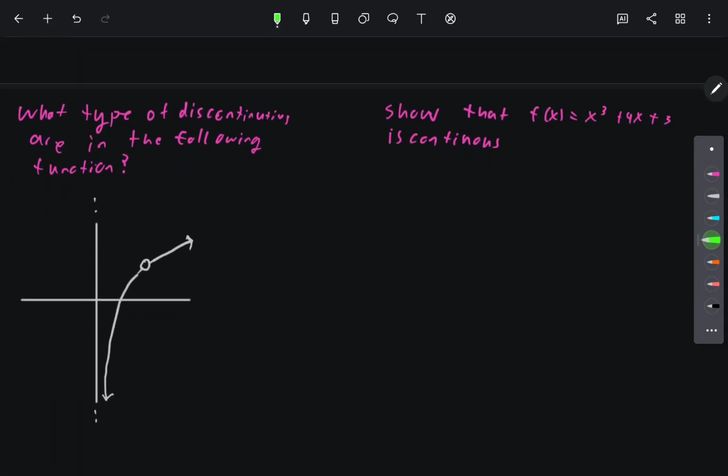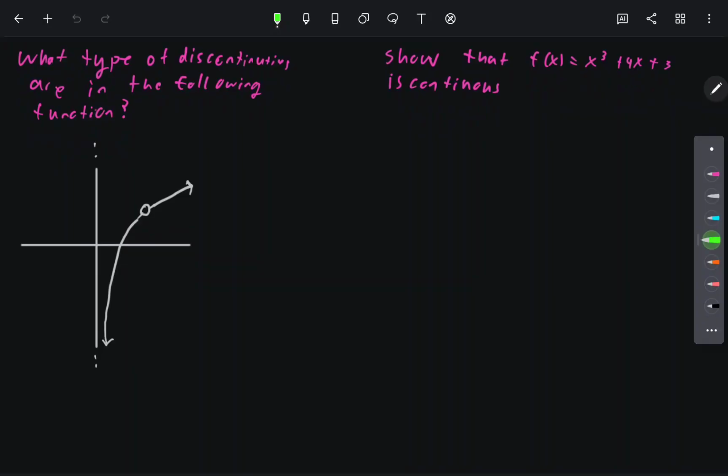Alright, continuing on. So I wanted to now ask, what type of discontinuities are in the following function? And there's 2 of them. I'll give you a moment if you want to try it yourself. Identify them. Okay, I've given you a moment.